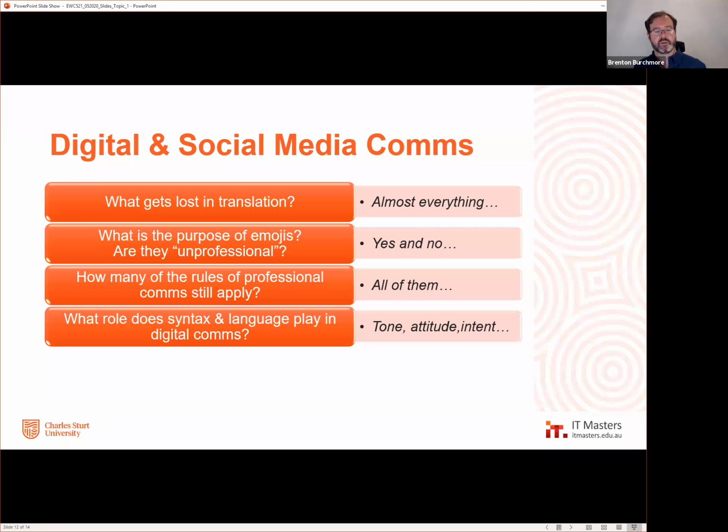And a reminder, what is the syntax we use, the words we choose, the language we choose, and how that is perceived? That's our tone. And it's vitally important that we have some of that in our messaging.